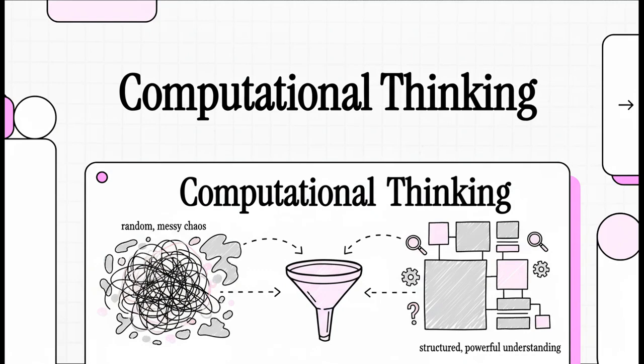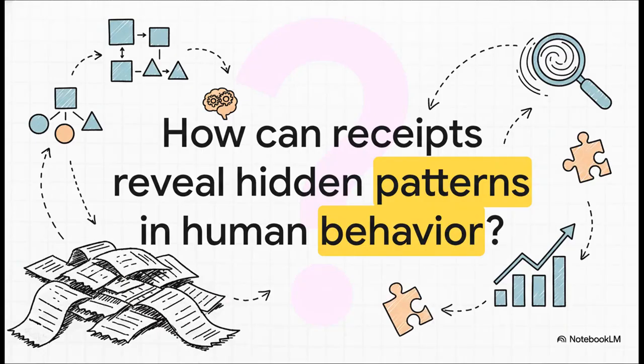All right, let's talk about a challenge that honestly we all face. How do we take the random, messy chaos of everyday life and actually turn it into something structured, something we can understand? Let's dive right in. So take a look at this. It's just a pile of old shopping receipts, right? Maybe trash. But what if I told you that buried inside this mess are actual secrets, hidden patterns about how people behave? The real question is, how do we get them out?